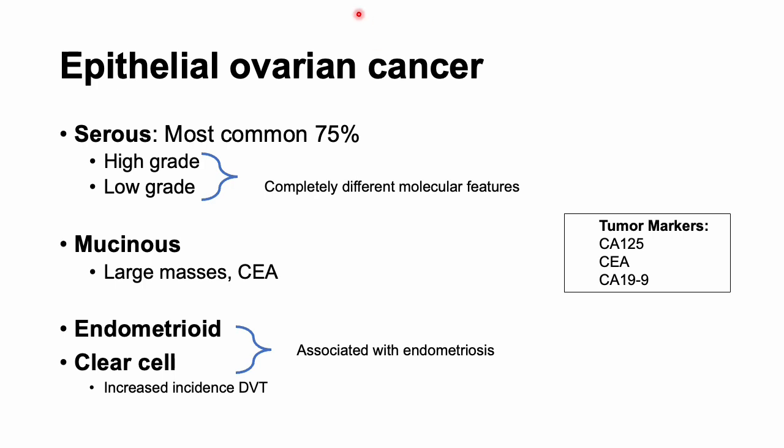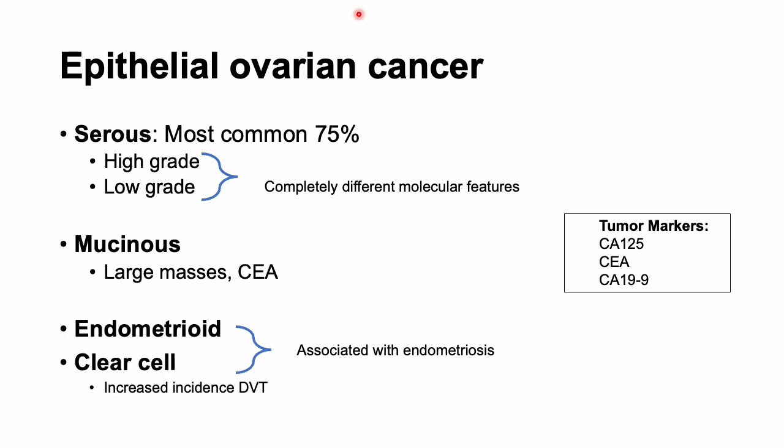Epithelial ovarian cancer, we went over some of the categories, and just to further break these down, serous, high-grade serous is the most common, but serous in general will make up 75% of these tumors. Serous breaks down into high grade and low grade, and these are two separate tumor types. They have completely different molecular features, therefore making them completely separate tumors.